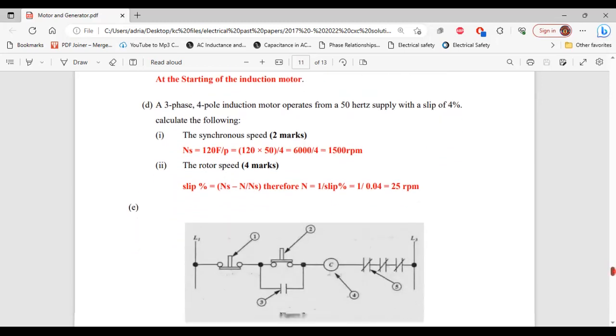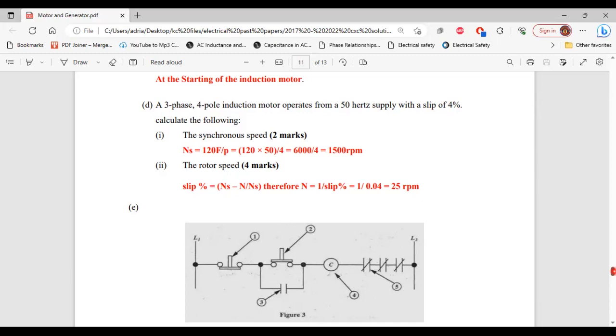For part D, it says a 3-phase 4-pole induction motor operates from a 50 Hertz supply with a slip of 4%. It says calculate the following. Part 1, synchronous speed. So synchronous speed is equal to 120 times the frequency divided by the number of poles. So that is 120 times 50 divided by 4. That will give us 6,000 divided by 4. That will equal 1,500 RPM. All right, so that's it for part 1.